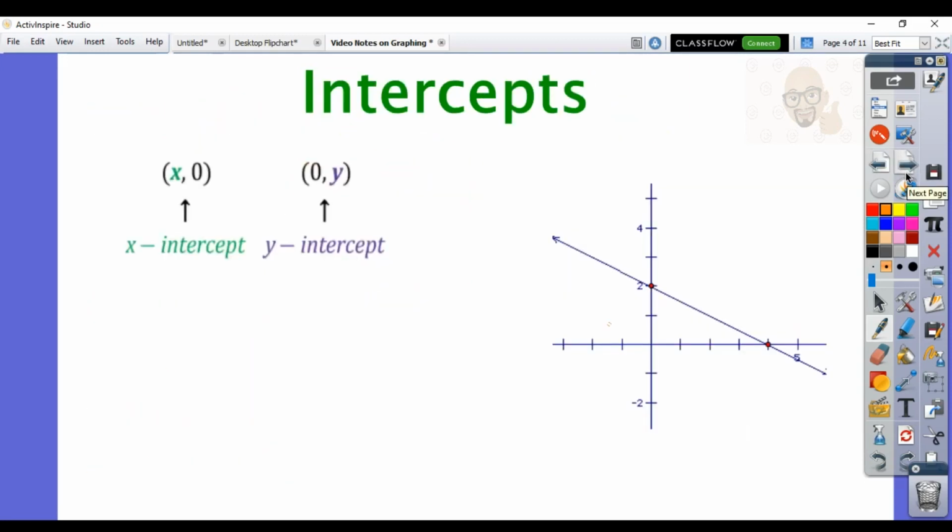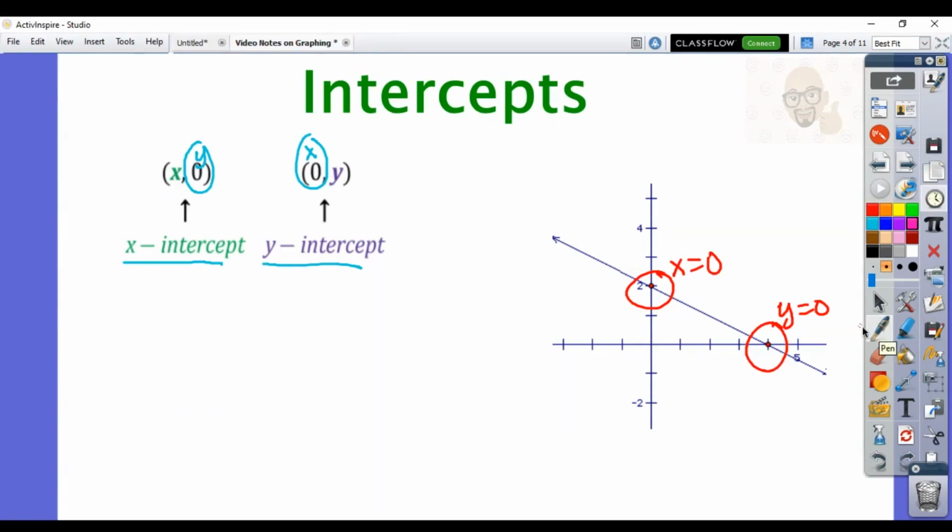In finding the x and y intercepts, remember that at the x-intercept the value of y is equal to 0, and at the y-intercept the value of x is equal to 0. In this kind of graph, when the line crosses the x-axis and the y-axis, this is our x-intercept and this is our y-intercept. This is when y is equal to 0, and this is when x is equal to 0.